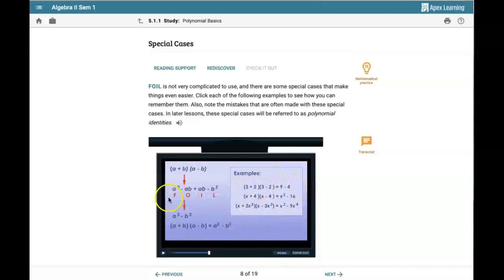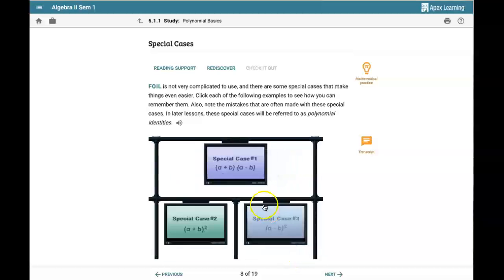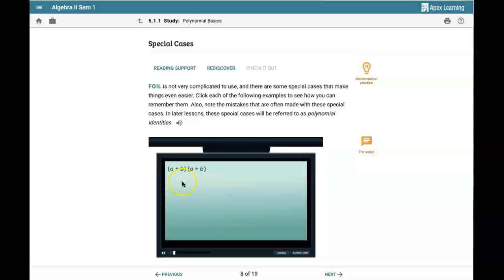Again, we can always go through the full FOIL process. I'm never going to get mad for going through the full FOIL process, but if you can remember these shortcuts, it might shave a couple seconds off of your time or help you recognize some patterns here. Special case number 2 is if we have a plus b squared. What that means is you've got a plus b multiplied by a plus b. Again, when we FOIL that out, we're going to end up with a squared plus 2ab plus b squared.